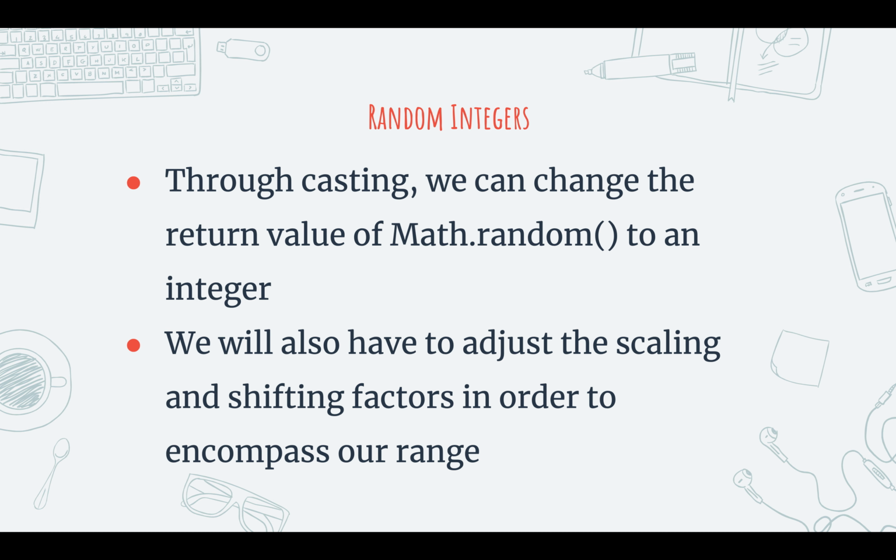So just like in one of our videos, how do we convert from double to integer? We do that through casting. Through casting, we can change the return value of the math.random function to an integer. We'll also have to learn how to adjust the scaling and shifting factors in order to encompass our range. So there is a different way of calculating how to do random integers altogether.